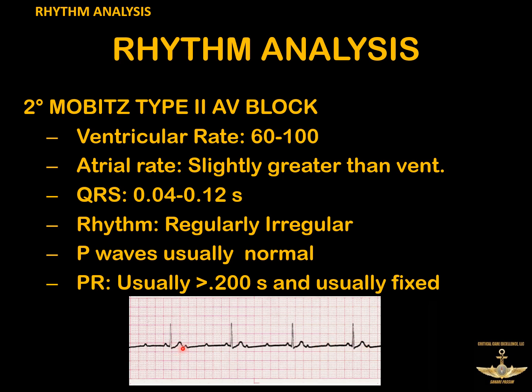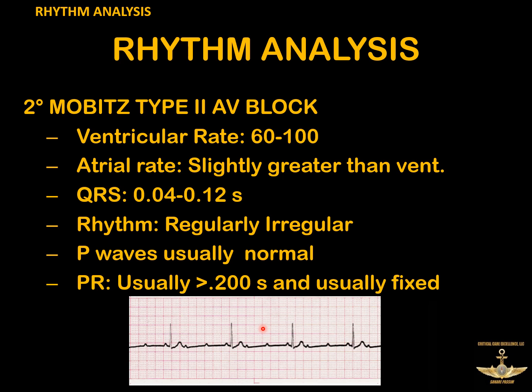And that's going to be variable, but the way you compare this to type 1 is that in type 1 you have a variable PR interval, so it gets longer, longer, longer, then it drops. In type 2 you don't have that. All you have is the normal PR interval, or slightly longer, but it's constant for all the ones that conduct, and then you have those just completely missed beats.